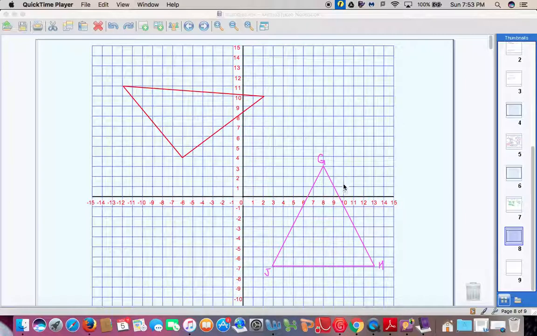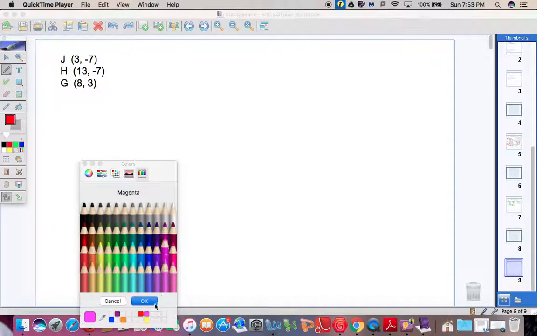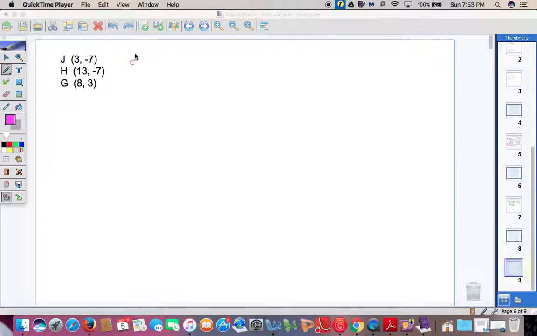I can see that point J is located at the ordered pair of 3, -7. G is at the ordered pair of 8, 3, and H is at the ordered pair of 13, -7. Okay, so these points have been written down over here, and I'm going to use my equation that says distance is equal to the square root of x2 minus x1 squared plus y2 minus y1 squared.